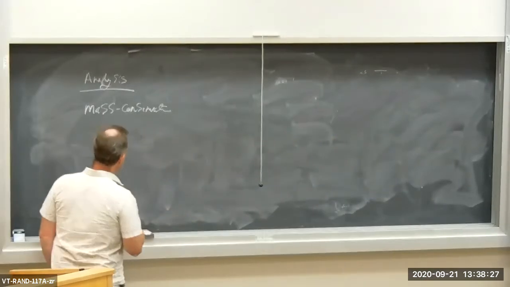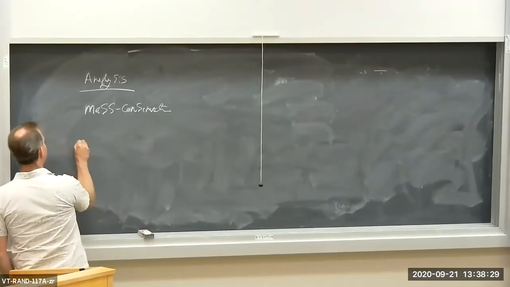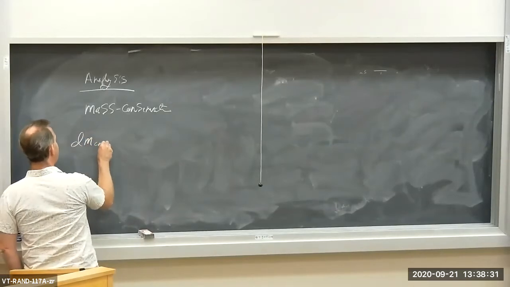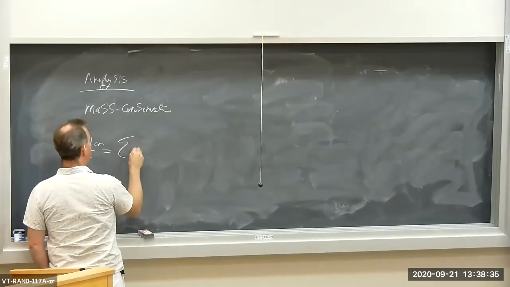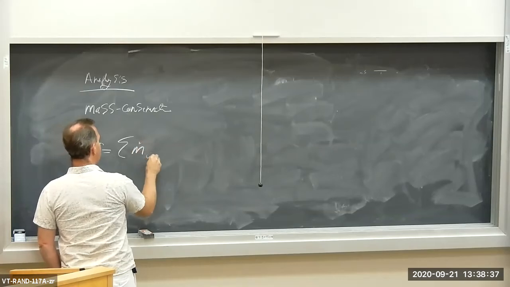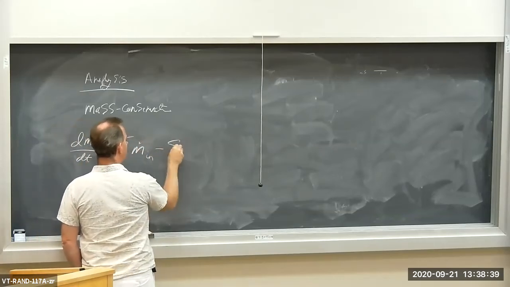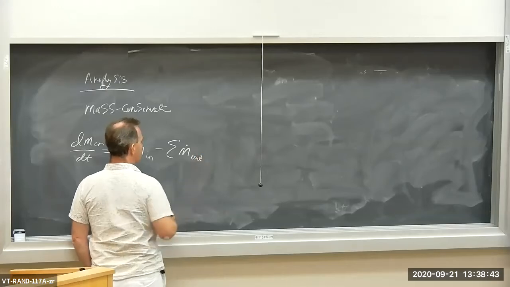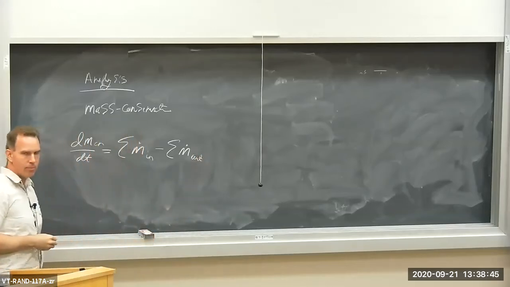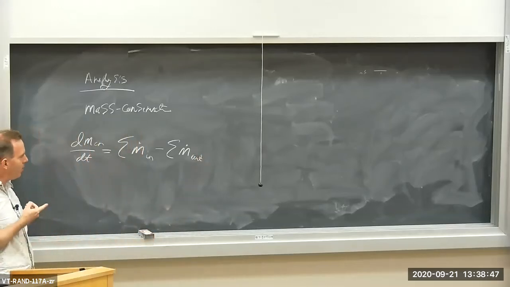Let's see here, mass conservation. So we have the time rate of change within the control volume is equal to the sum of the mass flow in minus the sum of all the mass flow out. Okay? We may have multiple inlets, multiple outlets. That's what the summation signs are for.